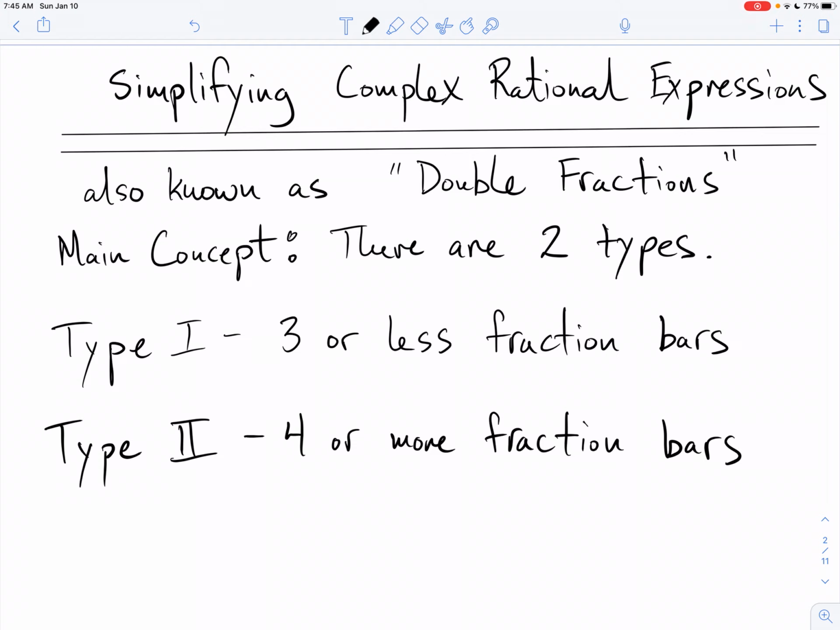If it's type 1, you're going to see 3 or less fraction bars. If it's type 2, you're going to see 4 or more fraction bars. That's the big difference between the two. So I'm going to go through type 1, then I'm going to go through type 2, then we'll get some practice in on this concept.